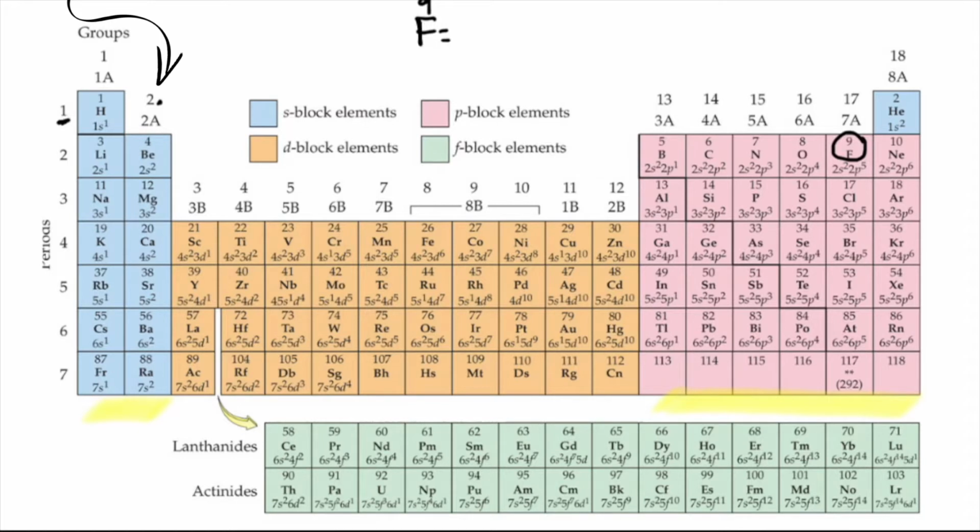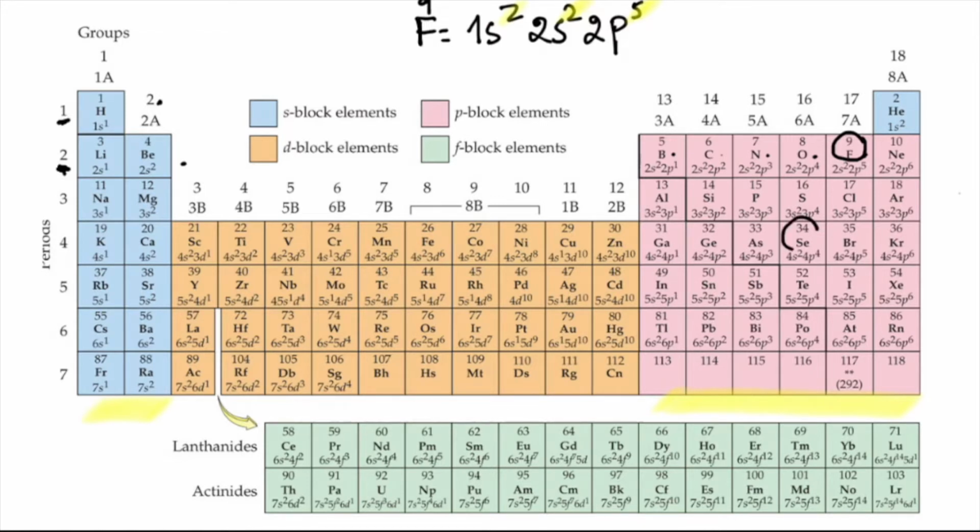So 1s2, and then you would have 2s2, and then after 2s2 you would have 2p because the pink is the P. And then how many p? 1, 2, 3, 4, 5. 2p5. And then if you add the numbers up, it should give you 9, which is the atomic number of fluorine. Okay, let's do another example.